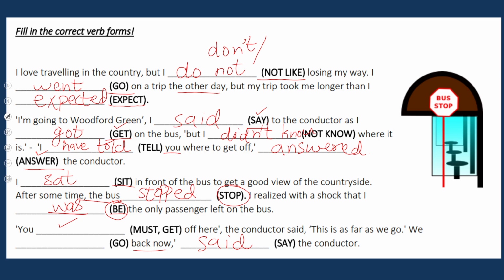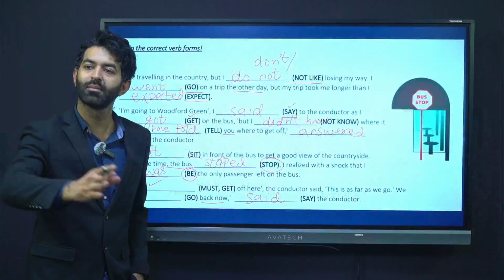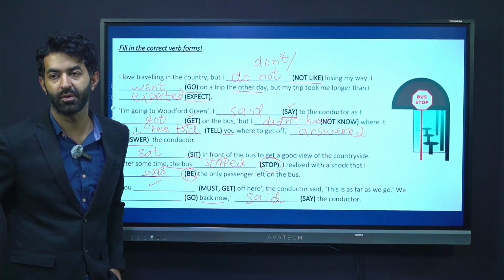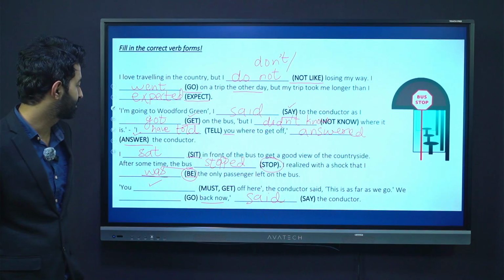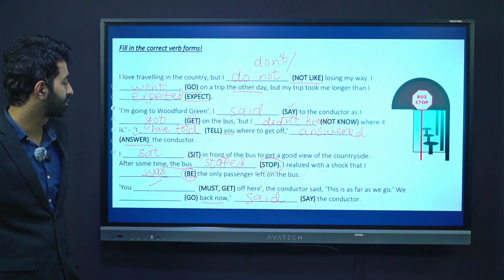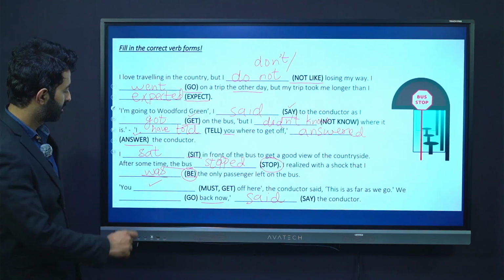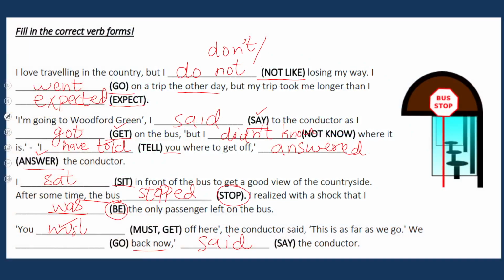You must get off here, the conductor said. We are not going to stop here. You must get off here, the conductor said. This is as far as we go. We will go back now, said the conductor. All right.